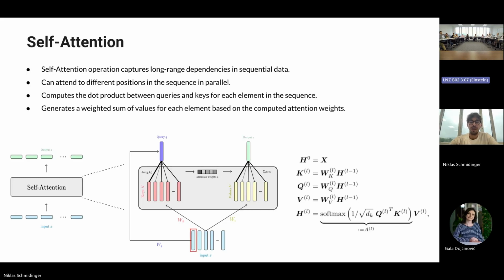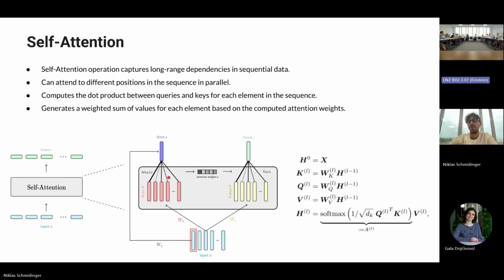And basically it works like this: you have some input sequence, like shown down here, and you project this to three different representations: queries, keys, and values. The queries tell you what you are searching for. Then for each query you compute a dot product with the set of keys, and this gives you a score.